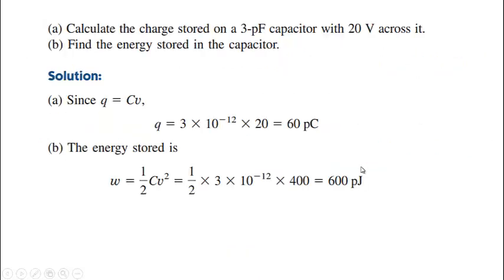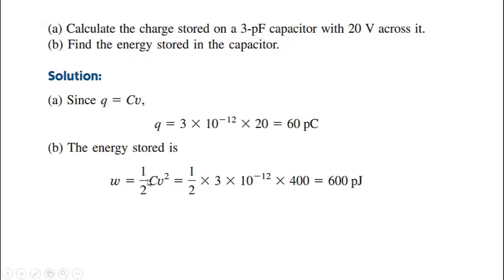Let us try to do some numericals to understand the capacitance better. Calculate the charge stored in a 3 picofarad capacitor with 20 volts across it. Also find the energy stored in the capacitor. We know that Q is equal to C into V. C is given and V is also given, so we just have to multiply them to get the charge stored. That is 60 picocoulomb.